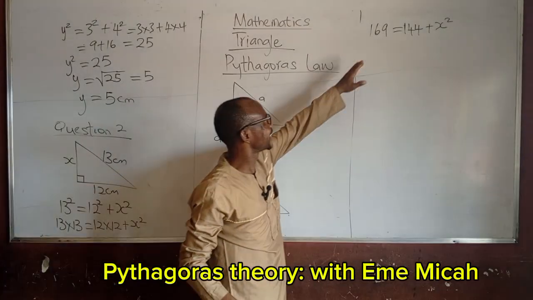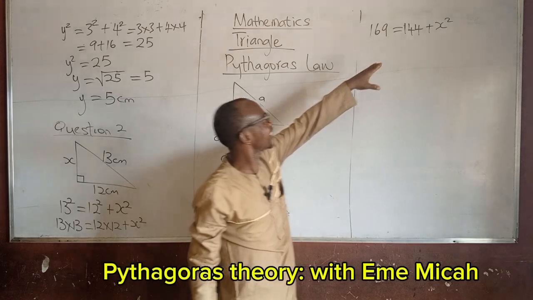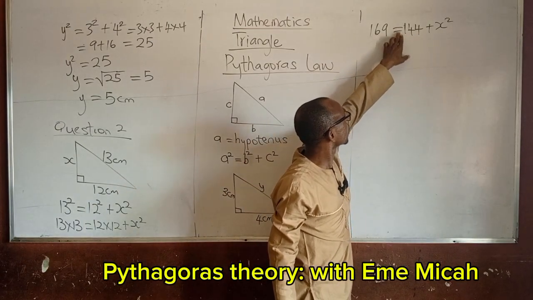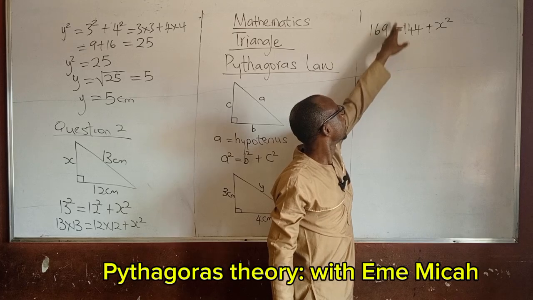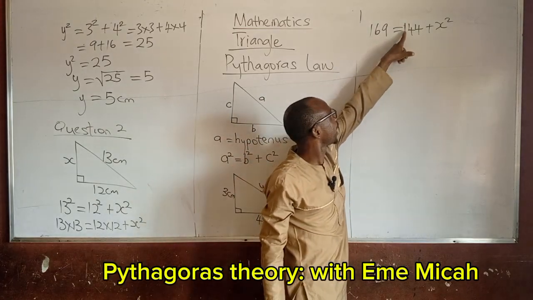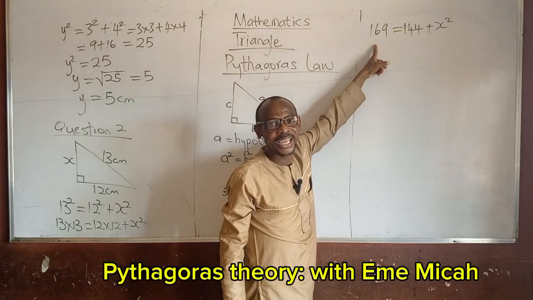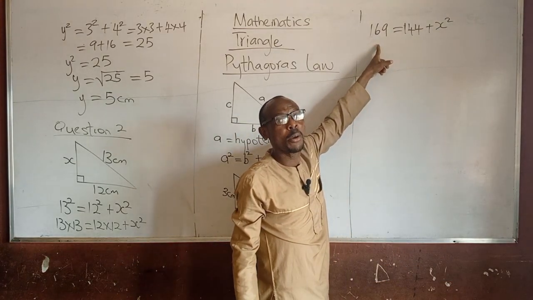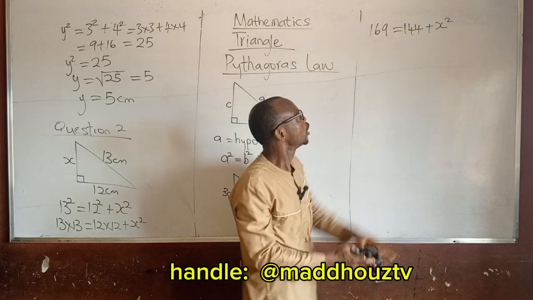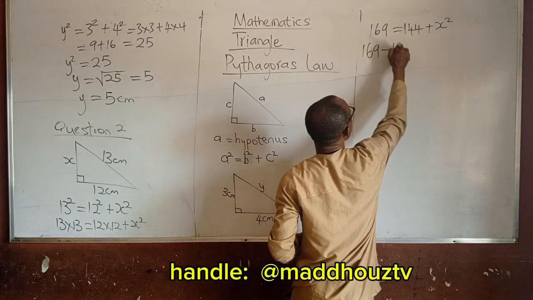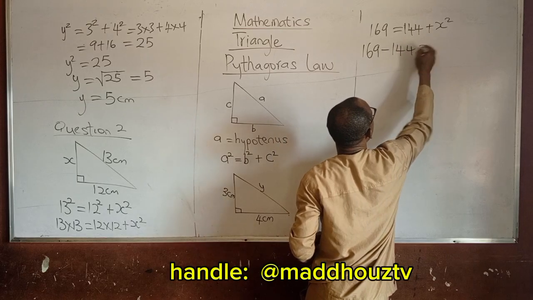So what we go do next now? We go carry this value 144. You go cross the equal sign here. This equal to sign, when you cross am, because na plus here, it go change to minus. Anytime value dey cross equal sign like that, it go change to minus when it be plus. So this now we can get 169 minus 144.